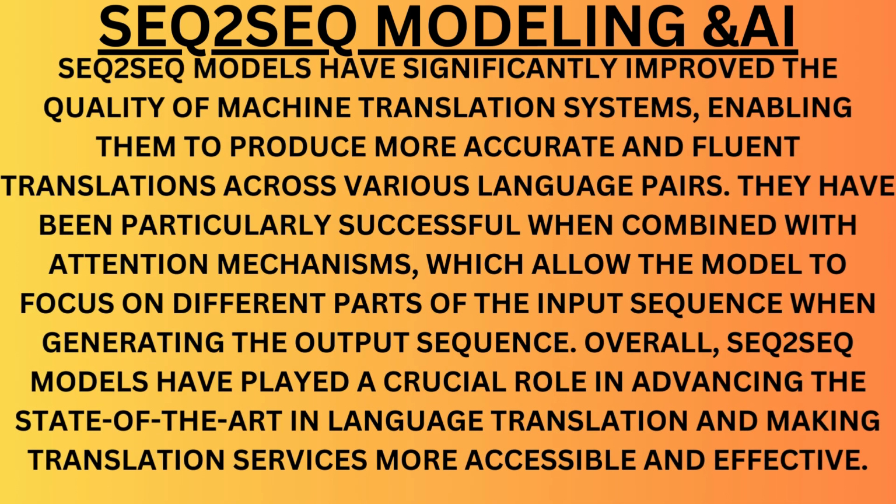Sequence-to-sequence models have significantly improved the quality of machine translation systems, enabling them to produce more accurate and fluent translations across various language pairs. They have been particularly successful when combined with attention mechanisms, which allow the model to focus on different parts of the input sequence when generating the output sequence. Overall, sequence-to-sequence models have played a crucial role in advancing the state of the art in language translation and making translation services more accessible and effective.